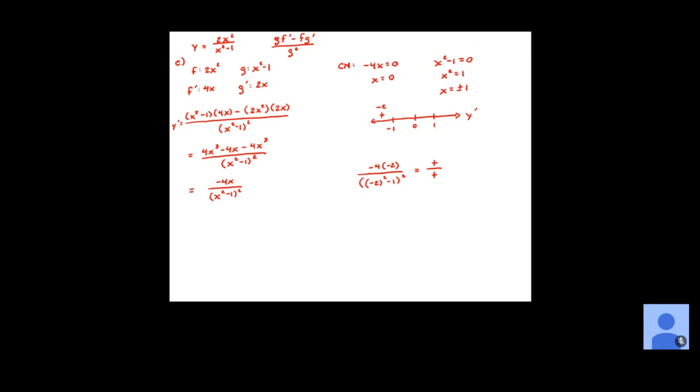All right, what about the next interval, somewhere between negative 1 and 0? Okay, negative 0.5 is good. So again, we're going to do negative 4 times negative 0.5 over negative 0.5 squared minus 1 all squared. And numerator this time is going to be what? Positive. We said the denominator has to be positive. So overall, this is going to be positive.